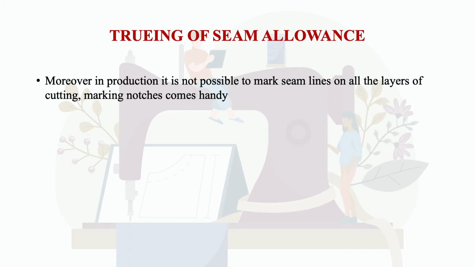You can see there are some symbols on the dots which explain that this amount of seam allowance is to be given, and you can see small arrow marks, which are the symbol of notching. Notching means that from this point we have to join the fabric, and from this point we have to give the seam allowance.